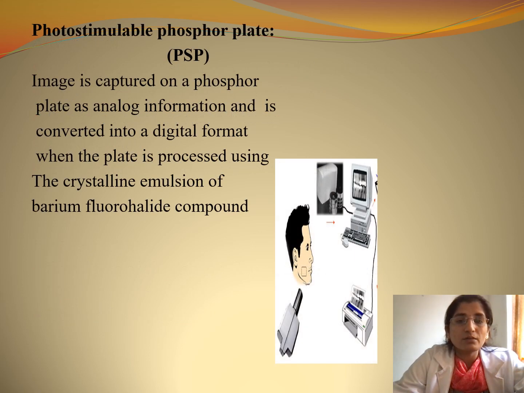Coming to the photostimulable phosphor plate. Here the image is captured on a phosphor plate, and then this is converted into a digital format when the plate is processed using the crystalline emulsion of barium fluorohalide compound.